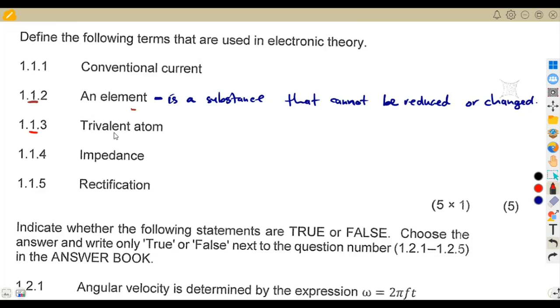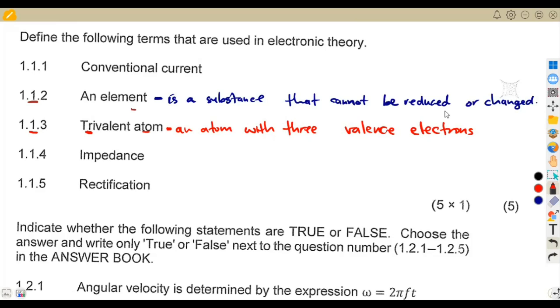Then we have 1.1.3, whereby we've got a trivalent. Tri, it means three. So a trivalent atom is simply an atom with 3 valence electrons. Tri, it's 3. Penta, it's 5. All right, so this one, that's simply an atom with the 3 valence electrons. All right, with the 3, or you can just write this in words. With the 3 valence electrons, meaning to say we are referring to the electrons in the outer shell in this case.